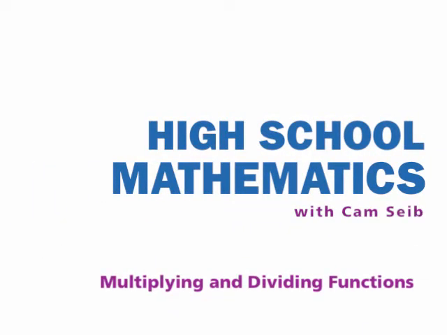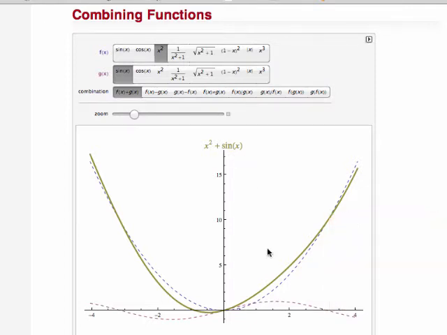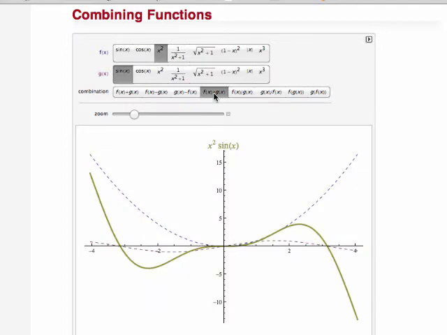We're going to continue our study of combining two functions to create a more complex function. We've talked about adding and subtracting two functions. Here I have x squared added to sine x to create a new function that looks like a slightly changed parabola. This video we want to talk about multiplying two functions.